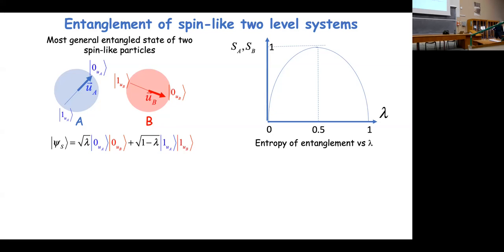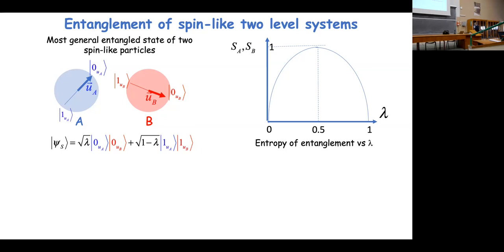And now if you compute the entropy, you find that the entropy is 0 here, pure state, the first pure state. And here it's 0 again, because it is the other state. And if I am just in between, if lambda is equal to 1/2, I have the maximum entropy.